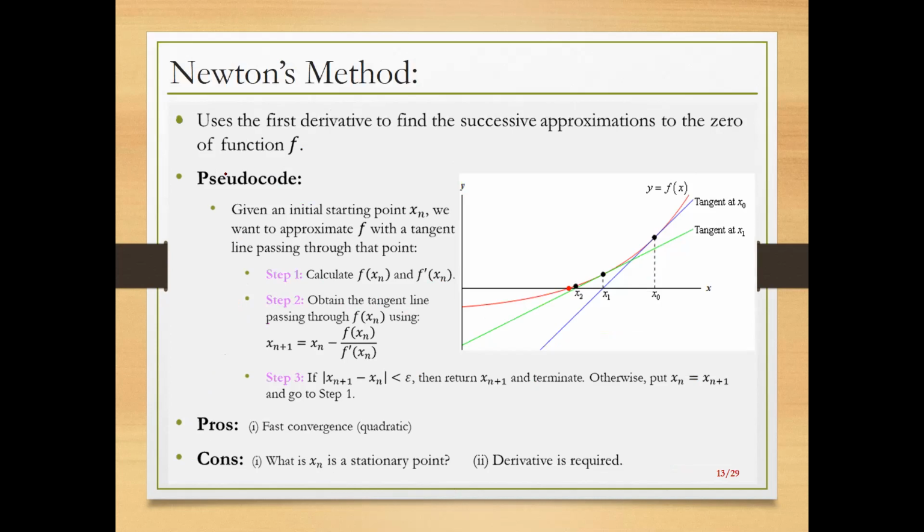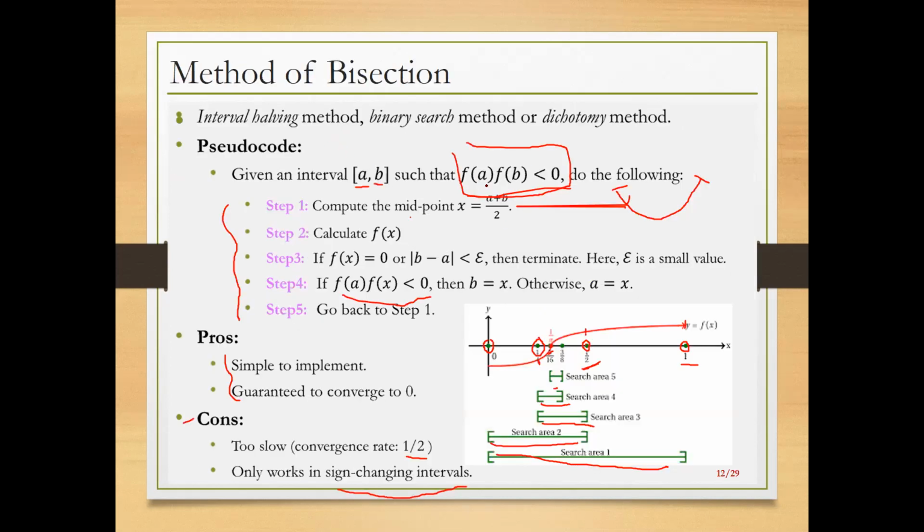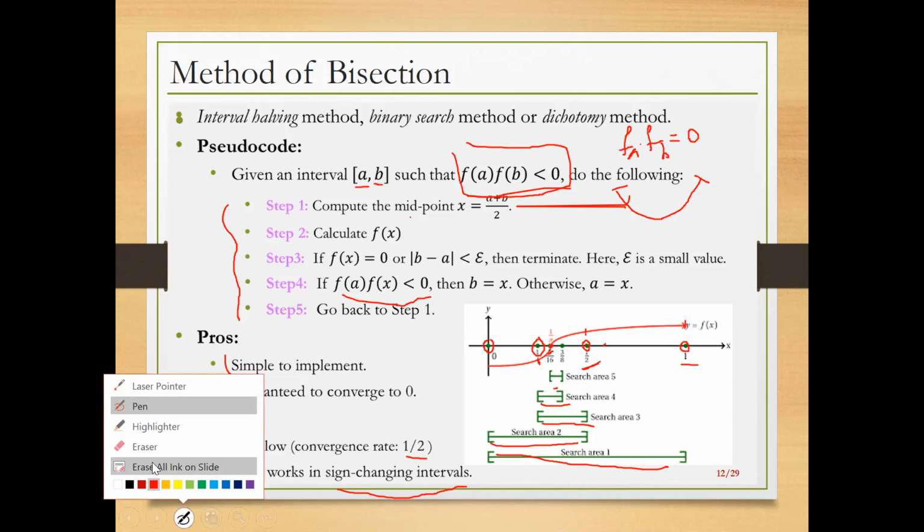Now let's look at Newton's method. Okay, let me see if I have missed anything. So basically, let me recap this. So when do you stop? You stop when f of a times f of b is equal to 0. It tells me that a and b have become so close. Let me erase all.